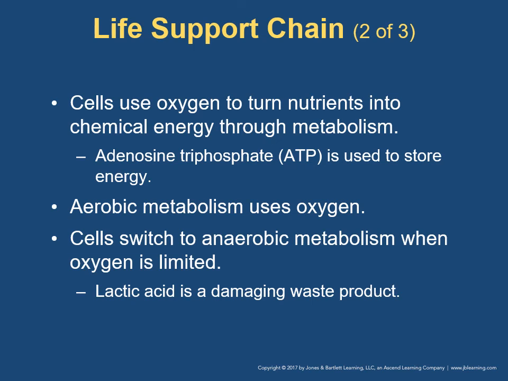Cells use oxygen to take available nutrients and turn them into chemical energy through metabolism. ATP, or adenosine triphosphate, is used to store energy. Aerobic metabolism uses oxygen. The brain and heart require constant supplies of oxygen. Most cells switch to anaerobic metabolism, meaning that it does not use oxygen, when oxygen is limited. Lactic acid is a damaging waste product that is produced by this process.